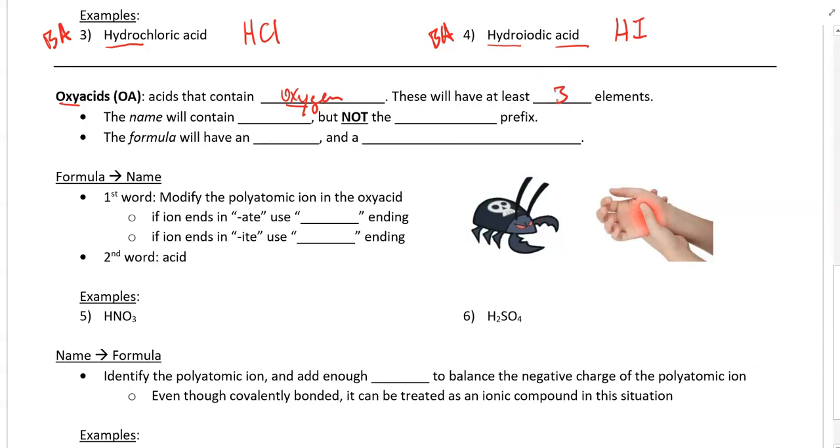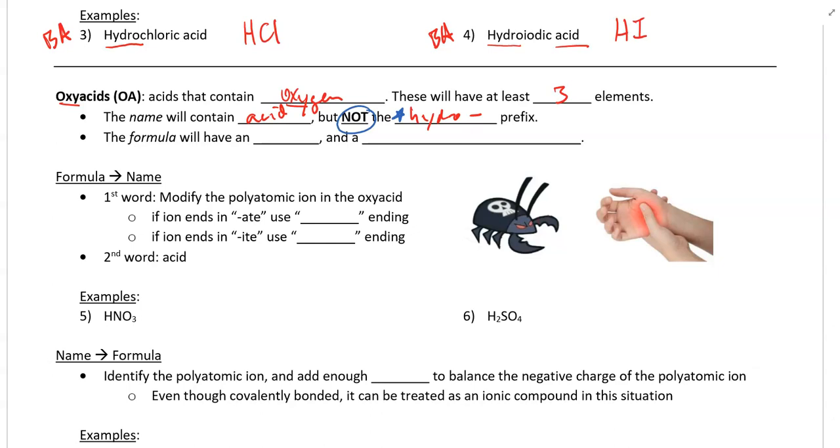Okay, so the name. Let's see how we can identify these by the name. So the name will contain that word acid, pretty straightforward there, but it will not contain the hydro prefix. So I've already highlighted this a couple of times, so I'll do it again. It will not have the hydro. So the hydro is a pretty nice telltale sign of it being a binary, not an oxy.